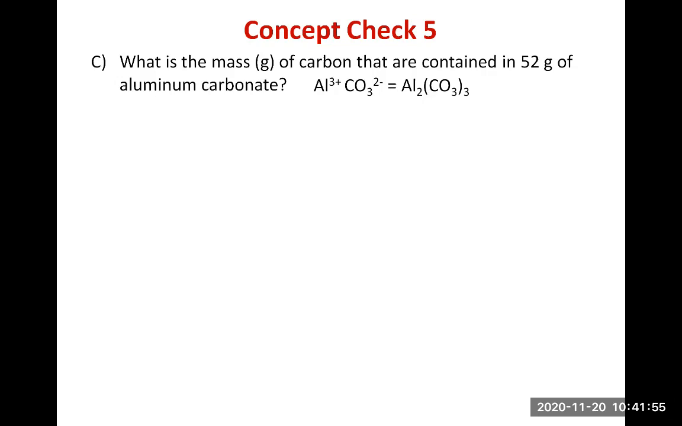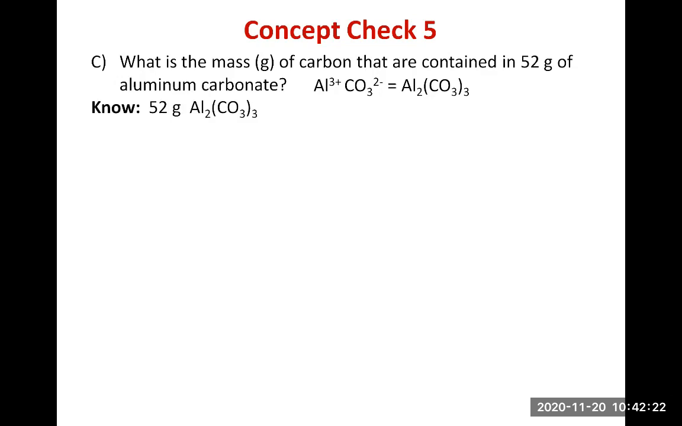This way we will have 2 aluminums times 3 positive charges. That's 6 positive charges from the aluminums. And then 3 carbonates times 2 negative charges per carbonate, that's 6 negative charges. And so that makes it a neutral formula. So the formula of aluminum carbonate is Al2(CO3)3.